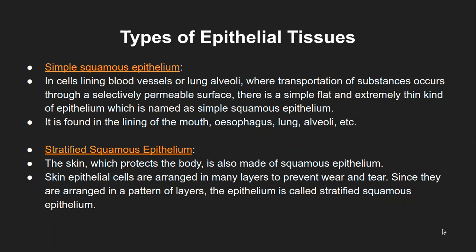So this skin is made up of your stratified squamous epithelium. And these skin epithelial cells are arranged in many layers to prevent wear and tear. I hope you understand this word, wear and tear. Skin has the mucosa, serosa, epidermal, and so many different layers. That is all your stratified squamous epithelium. And since they are arranged in a pattern of layers, they are called stratified squamous epithelium. So that is the example of stratified squamous epithelium.